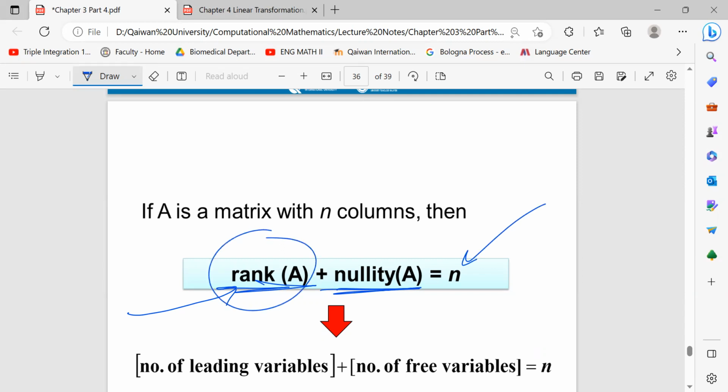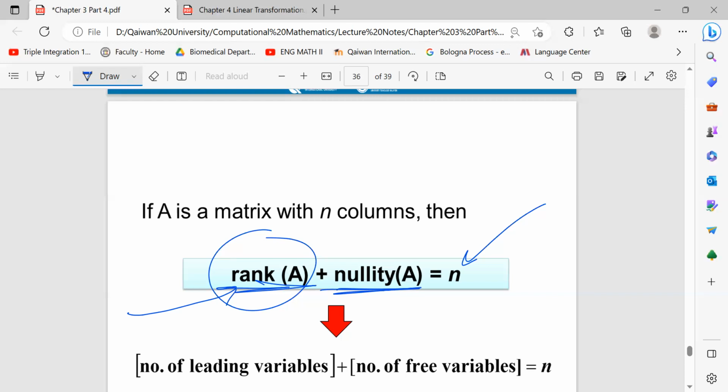What's the rank A? Rank A is the number of leading variables. Okay, it is the number of leading variables. Rank A is the number of bases for the column space. And nullity is the number of free variables. It is the number of free variables.